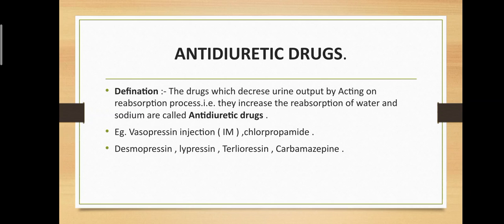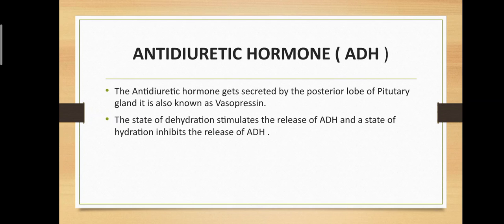Let's see once again the definition of antidiuretic drugs. The drugs which decrease urine output by acting on the reabsorption process. Antidiuretic hormone means ADH. The antidiuretic hormone gets secreted by the posterior lobe of the pituitary gland. It is also known as vasopressin. The state of dehydration stimulates the release of ADH, and a state of hydration inhibits the release of ADH.